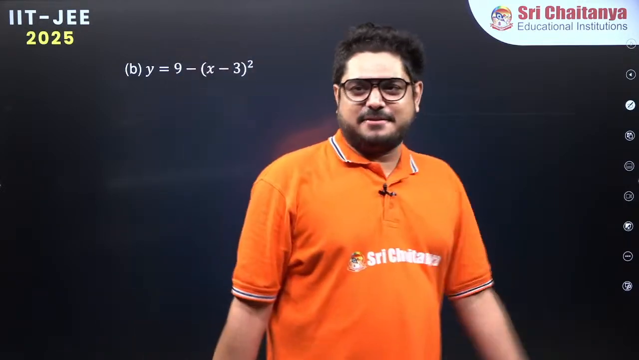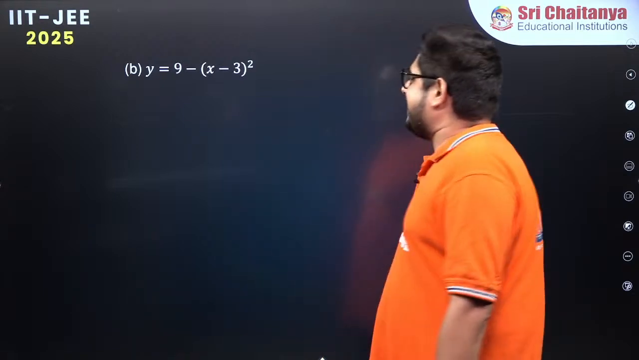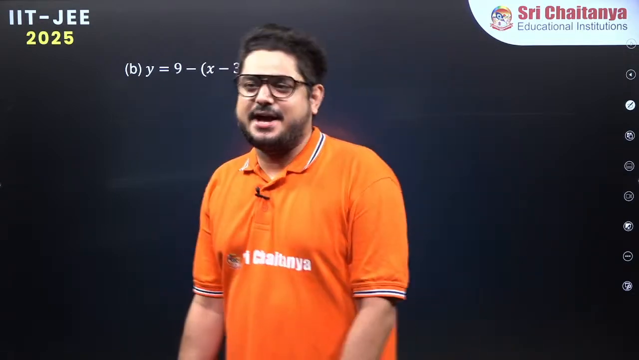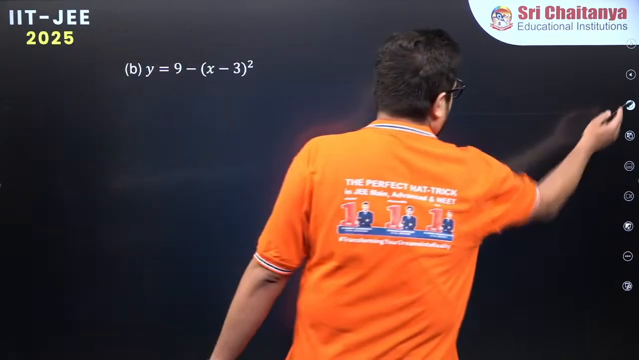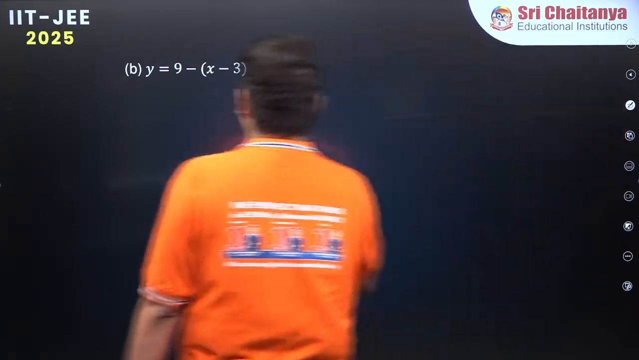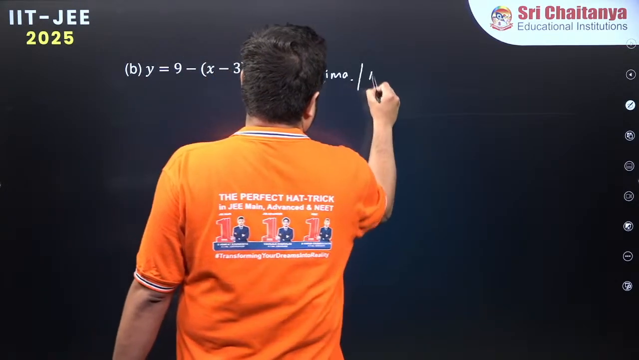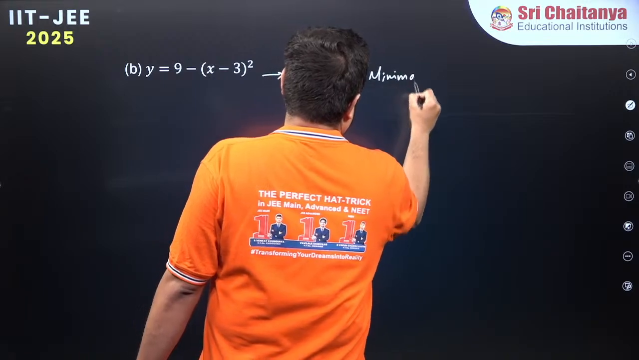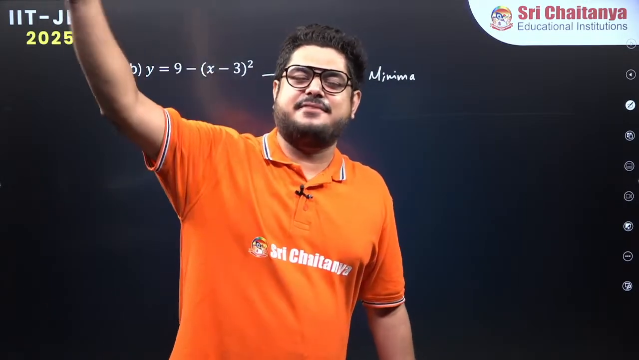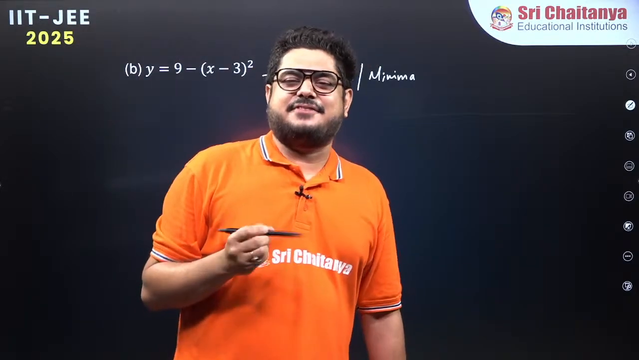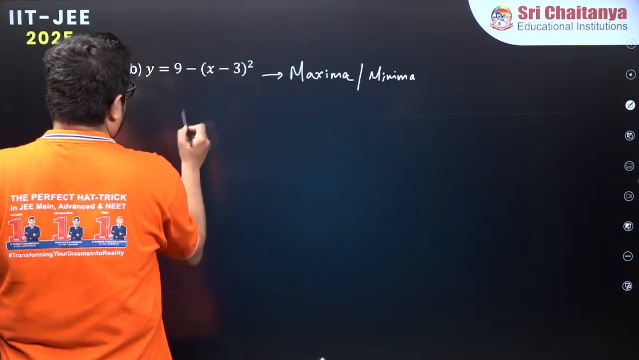This is a question, everyone, on the screen. y is equal to 9 minus (x minus 3) whole square. Once again we are supposed to find the maxima or minima. So what needs to be done? Those who are already aware of differentiation, they can start differentiating, everyone.